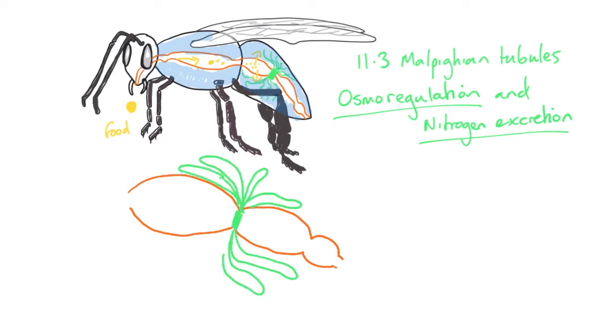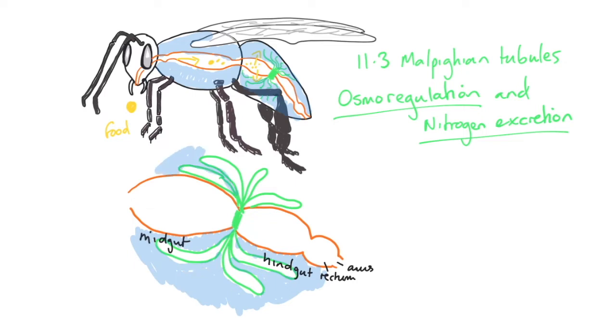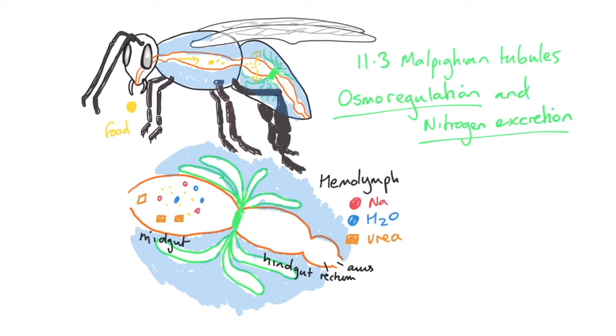Zooming into the insect, we can see the green things I'm drawing are the malpighian tubules. The blue is the hemolymph. Then you've got the midgut, the hindgut, the rectum and the anus. So when the insect eats, things like sodium ions, water, urea, all get absorbed from the midgut into the hemolymph.